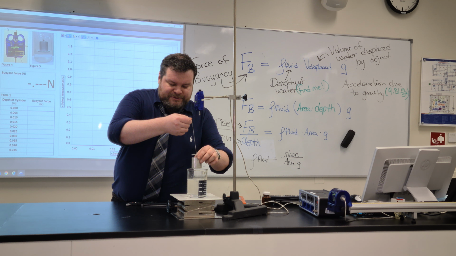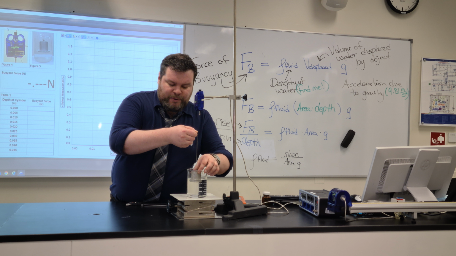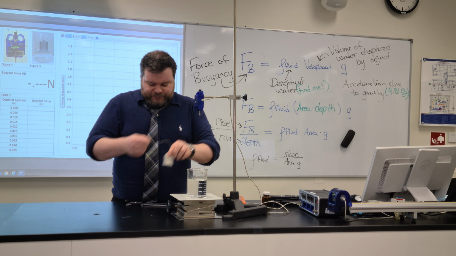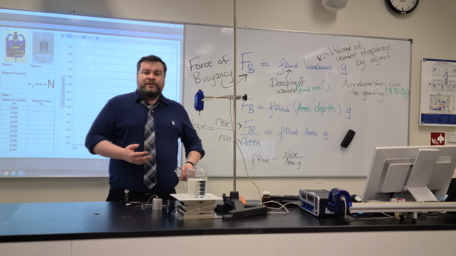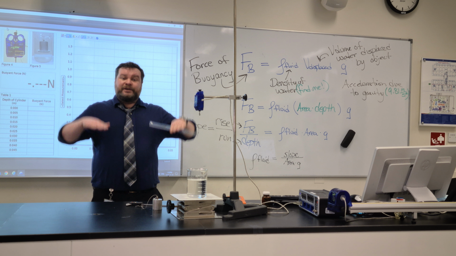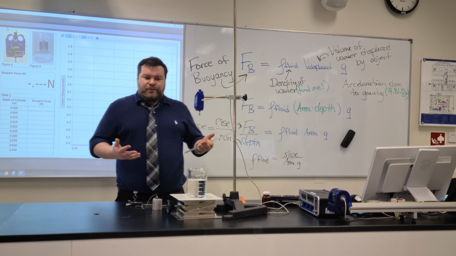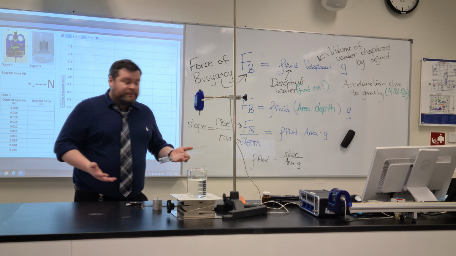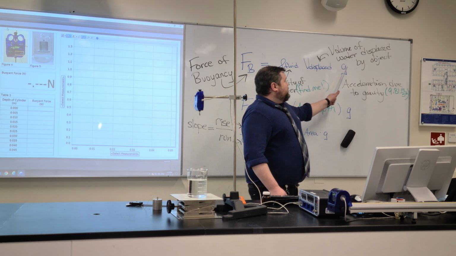Now, what do I mean by that? Well, as this object goes deeper and deeper into the water, you can see that the level of water here is rising up. It's the same idea as if you were in your bathtub at home. You jump into your bathtub, what happens to the level of water in your bathtub? It goes up. Why does it go up? Because I am displacing water when I jump into that bathtub. And then I'm going to multiply this by g.